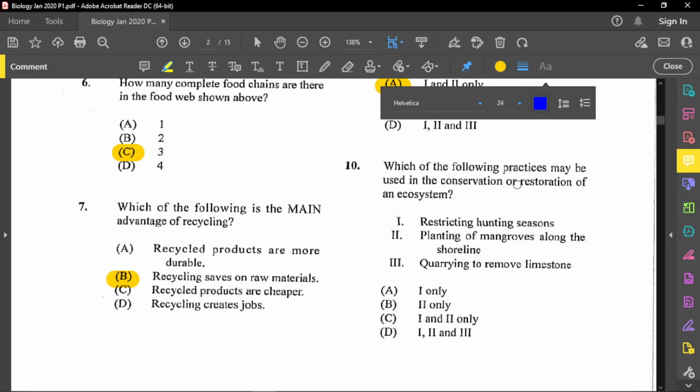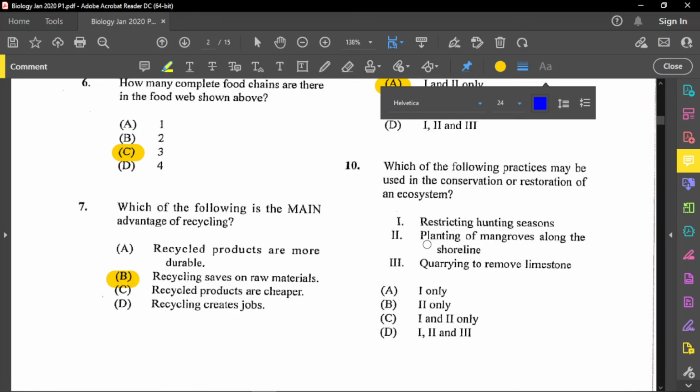Now, number 10 is which of the following practices may be used in the conservation or restoration of an ecosystem. And to conserve and restore an ecosystem, a restricting hunting season, that is awesome. That's a good way. The planting of mangroves along the shoreline, that's also a very good way as well.